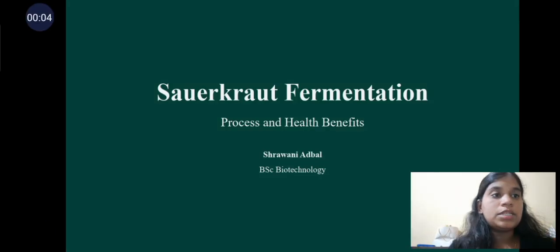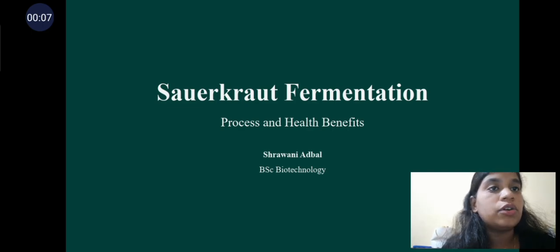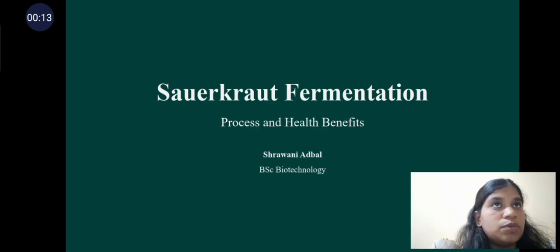Today I am going to present my topic: Sauerkraut fermentation. Sauerkraut is a fermented food made from cabbage. It is produced by lactic acid bacteria through a natural fermentation process. It is rich in probiotics and provides many health benefits.